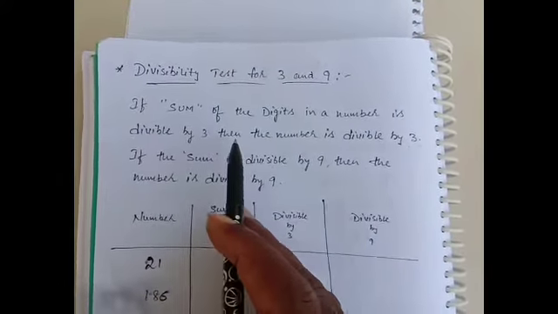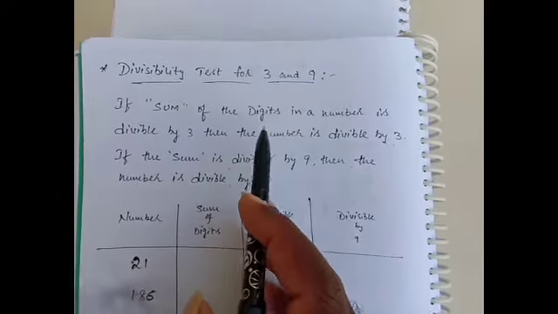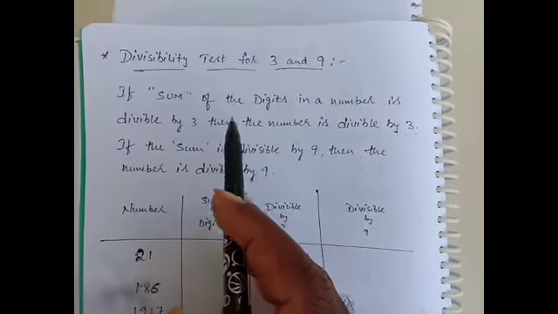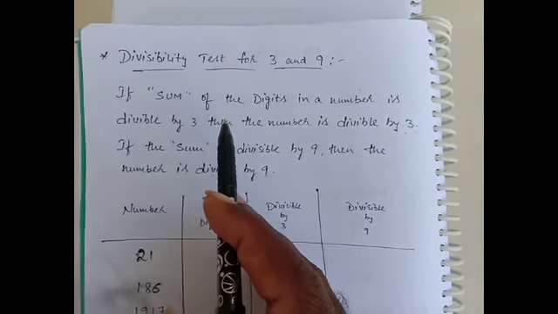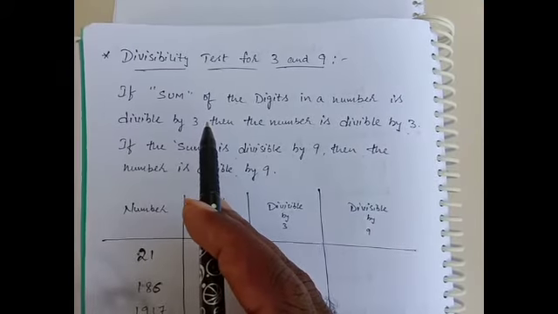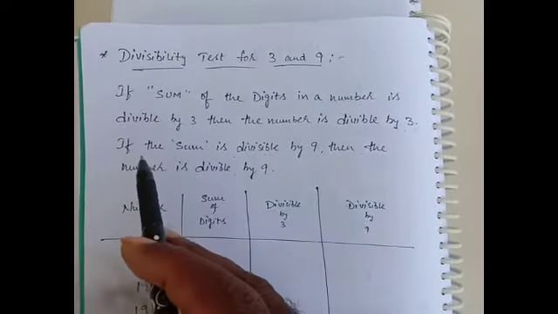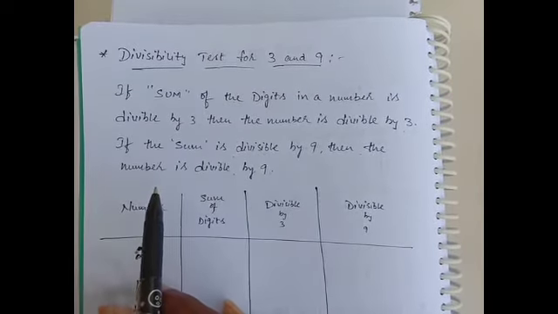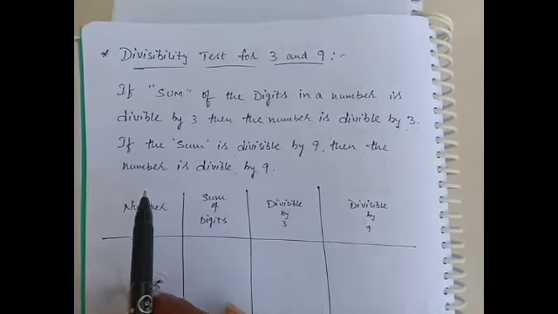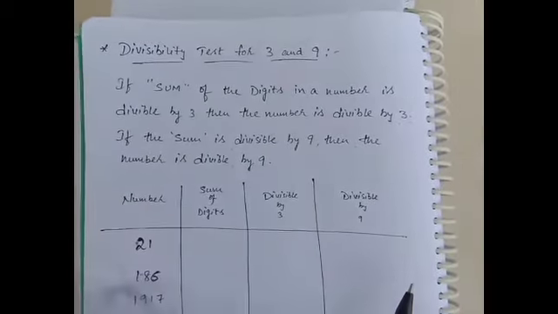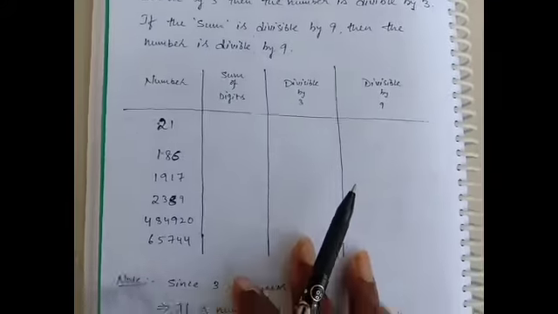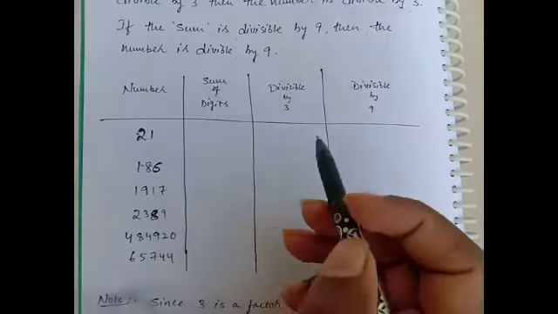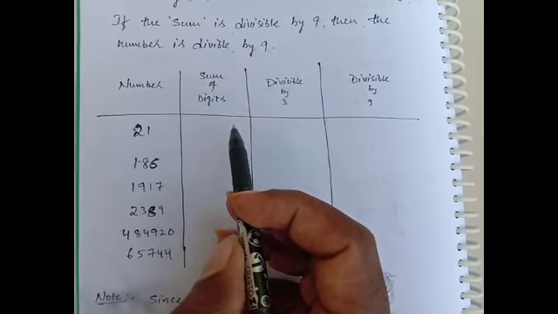So the rule for the divisibility test for the numbers 3 and 9 is: if the sum of the digits of a given number which is to be checked is divisible by 3 and 9, then you can say that number is divisible by 3 and 9. If the sum of the digits is not divisible by 3 and 9, then you can say that number is not divisible by 3 and 9. Now let us take some examples. I've taken some numbers randomly and a table to check whether the number is divisible by 3 and 9.